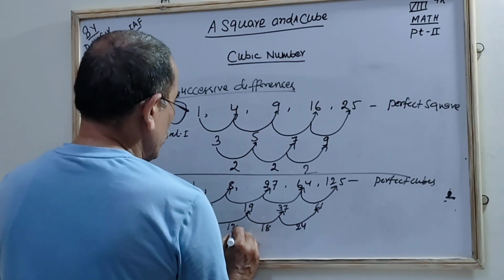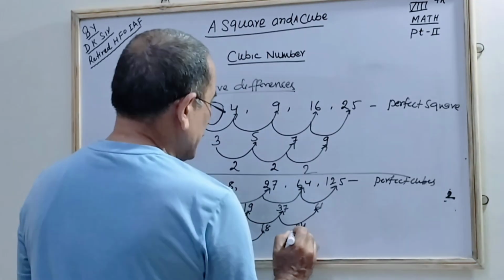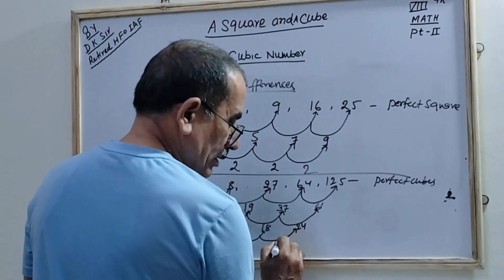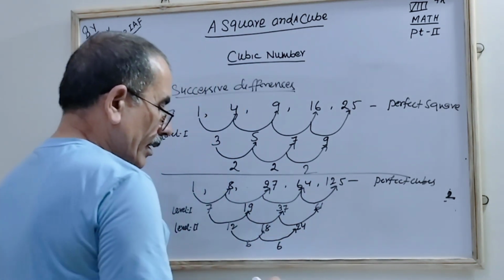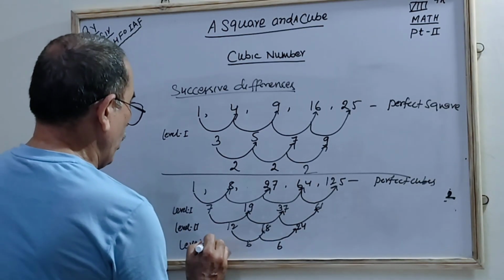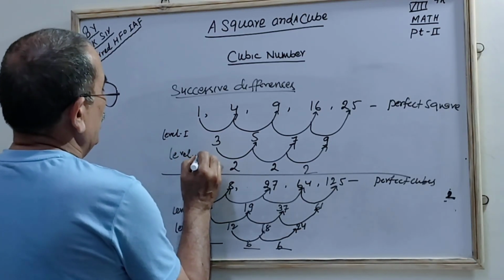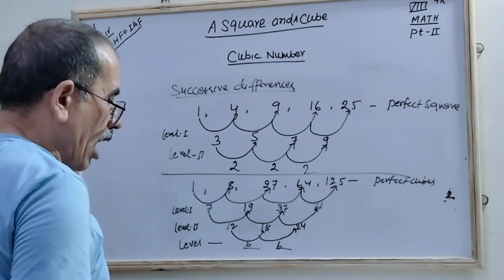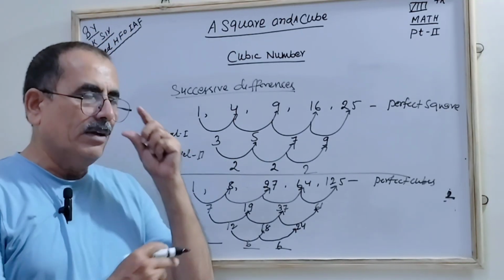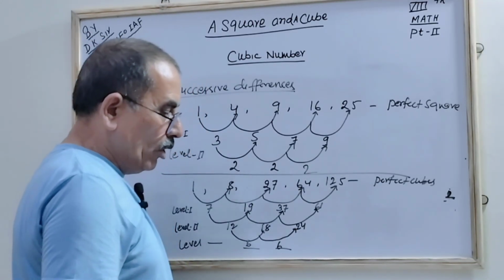Again, we will see the 12 and 18. How much difference is there? The difference is 6, correct? Here again you get the 6, correct? In the last level, level 3, we get all equal differences, correct? This is how you get it when you reduce the successive differences. It is not of much importance, but we should know also.